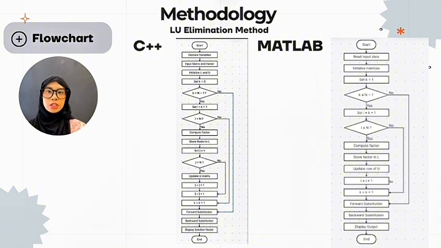After the decomposition is completed, forward substitution is applied to solve the equation Ly equals B, followed by backward substitution to solve Ux equals Y. Finally, the solution vector is displayed, representing the reconstructed muscle activation signals, and the program terminates.